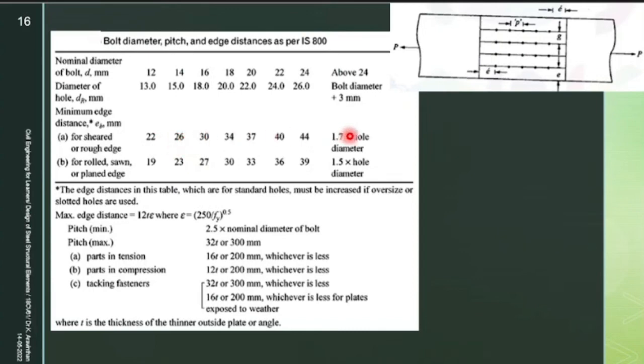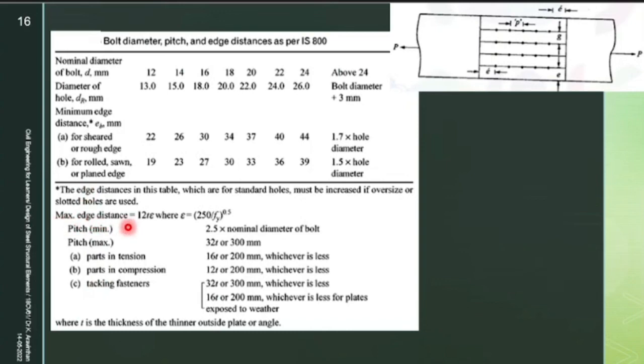For a rough edge, you will get this diameter, and if the edge is not rough, if it is a planed edge, then you can take 1.5 times the diameter as the generalized formula. So the conditions are given in the code book.